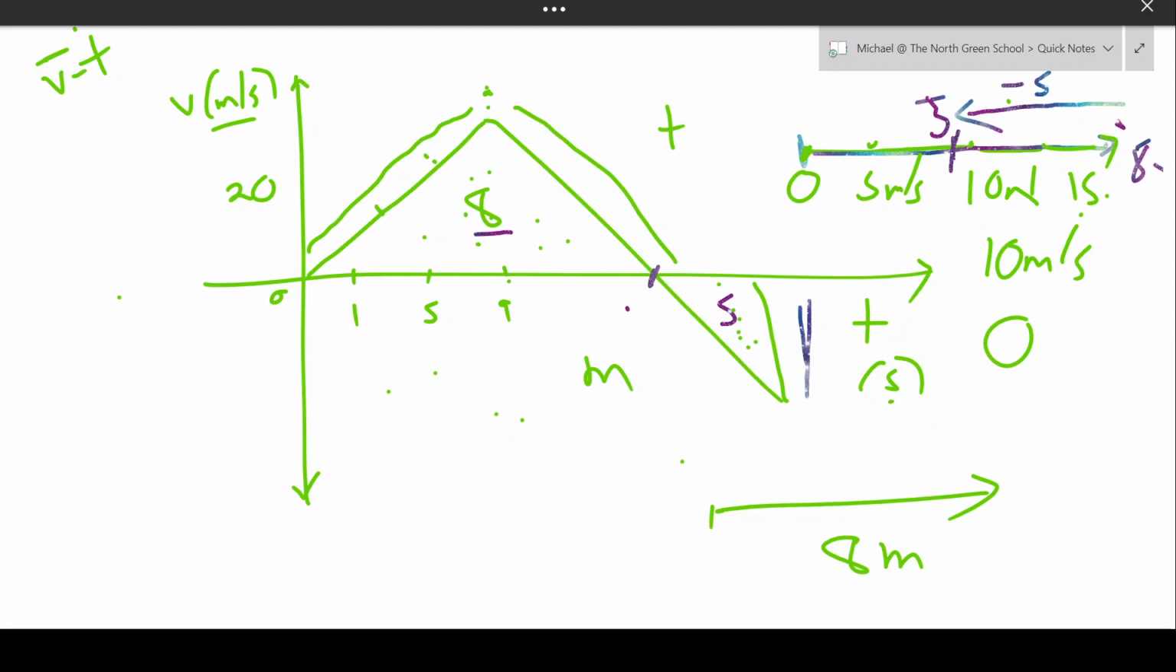The gradient is acceleration. So if you have a straight line, the acceleration is constant, like here, here, and here. If you have a curve, the acceleration is changing. If you think about the area, it shows you the displacement. If the area is above the graph, it shows you the distance moved in a certain direction, the positive direction. And if it's underneath the graph, it shows you the distance moved in the opposite direction. Those are the key ideas.